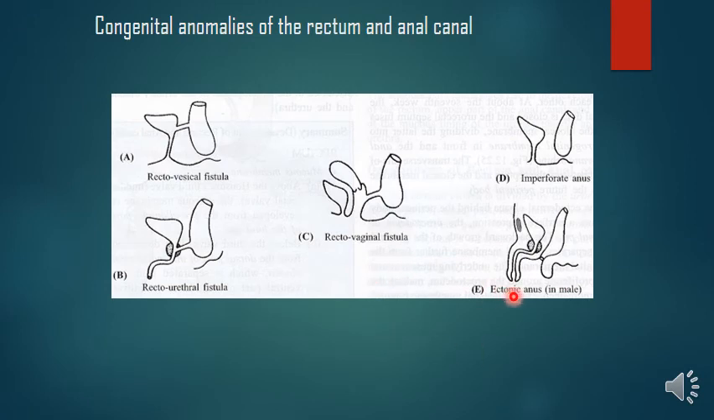So one more point is the ectopic anus. Imperforate anus we have seen, rectovaginal fistula, here the rectourethral fistula, and this is rectovesical fistula. So rectourethral in the males, okay. This one, when the Rathke's folds fail to grow inwards, that results in either rectourethral or rectovaginal fistula. And one more point is ectopic anus.